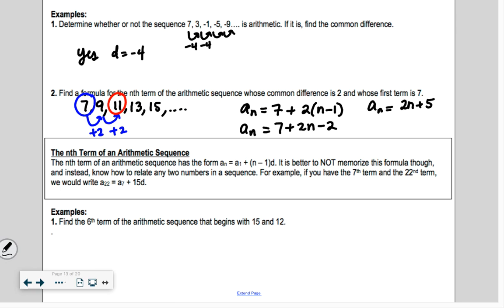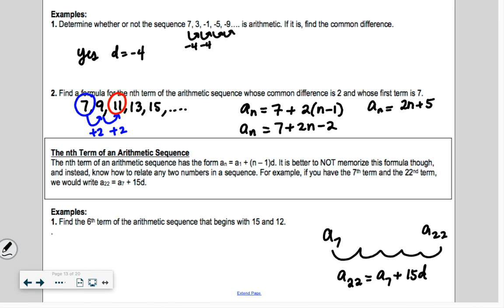So it says the nth term of an arithmetic sequence has the form a sub n is equal to a1 plus n minus 1 times d. So as I just said, it's better to not memorize this formula. Instead, know how to get from any 2 numbers in the sequence. So for instance, if you have the 7th and the 22nd term, you have to say, oh, if I start with the 7th term and I want to add common differences to get to the 22nd term, I would need to say my 22nd term is going to be my 7th term plus 15 swoops, right? 15 common differences in order to get to the 22nd. Do you guys understand that?